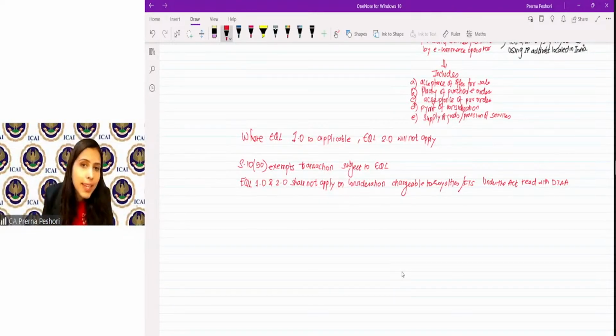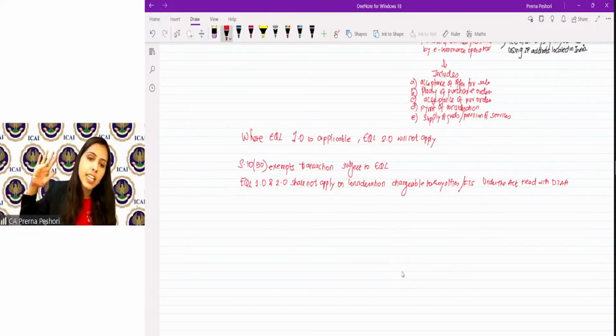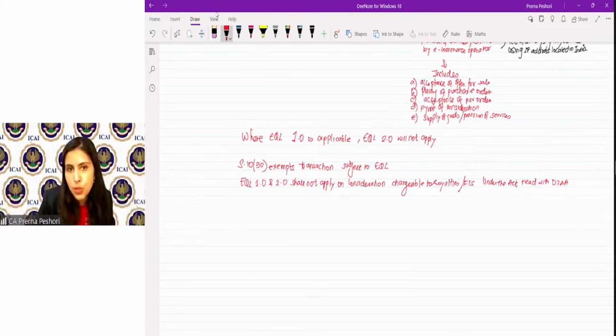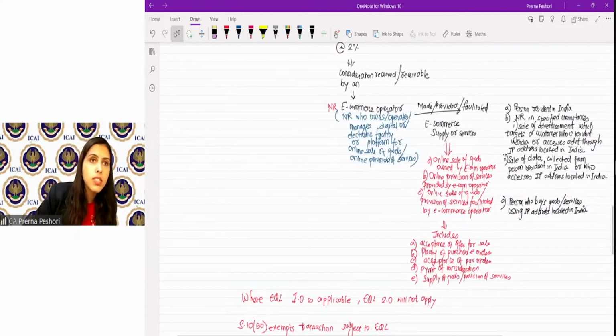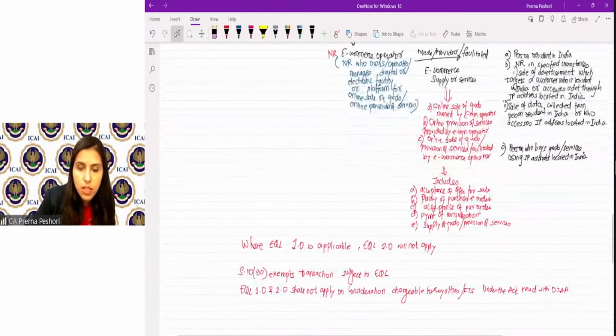But where you apply equalization levy, the Income Tax Act will not apply. So basically, first you need to check whether the consideration is royalty or fees for technical service. If it is royalty or fees for technical service, then you don't come to equalization levy. Once you come to, let's say for example, it's not royalty or FTS, then only you come to equalization levy, and then the Income Tax Act will not apply in that situation. Clear? Also, one more important thing, this particular e-commerce supply of services here, the limit is 2 crores rupees.